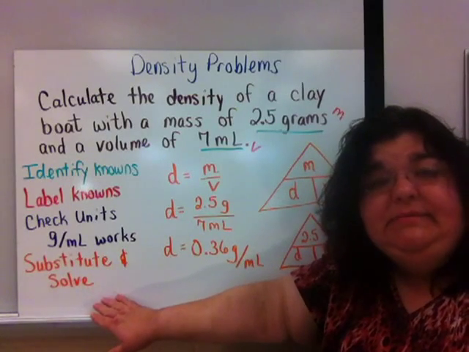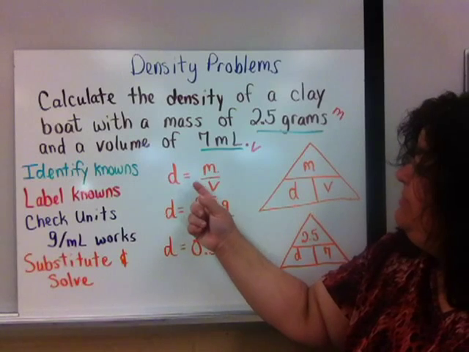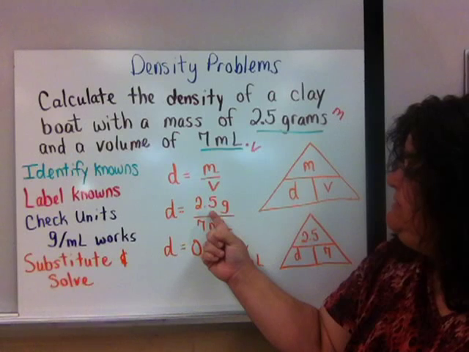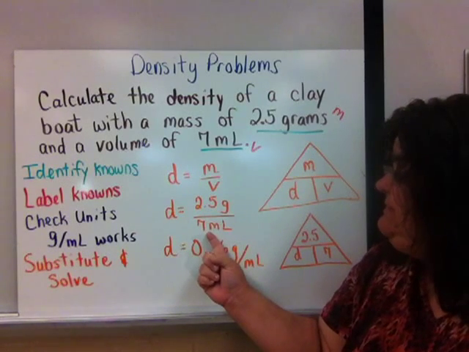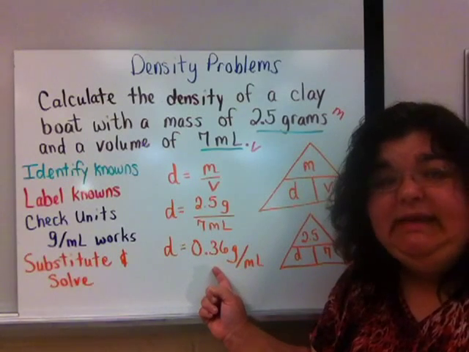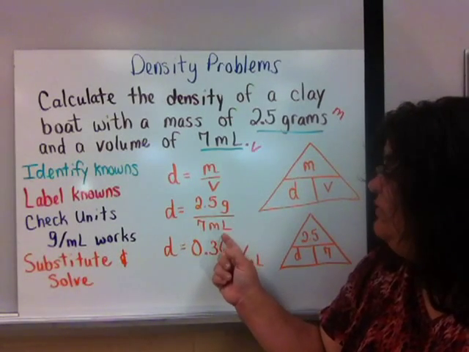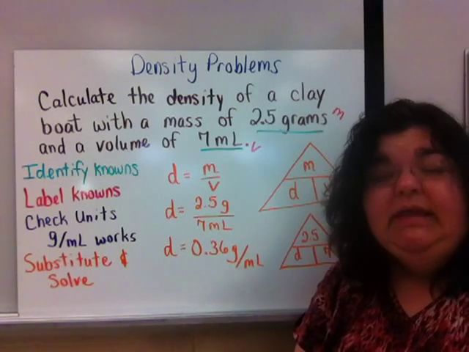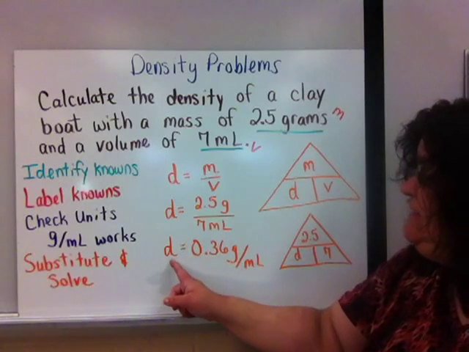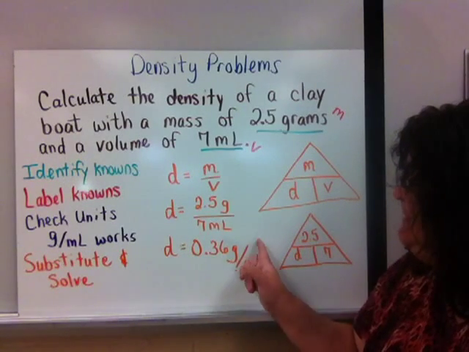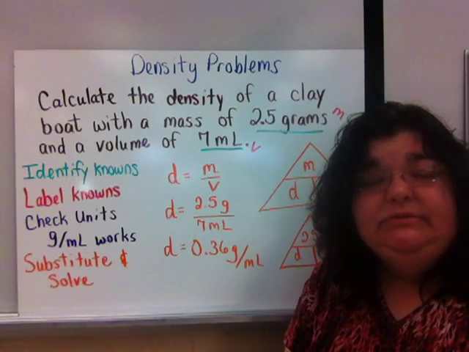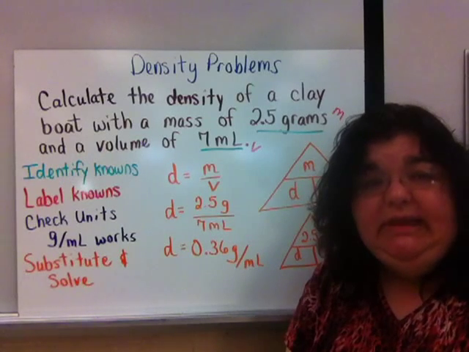My last step is to substitute and solve. So my formula is density equals mass over volume. The 2.5 grams is my mass, divided by 7 milliliters. So when I divide those two, I get 0.36. Now, grams over milliliters does not cancel, so I would rewrite both of those units in my answer. So a density unit is grams over milliliters. You can have grams over milliliters or kilograms over liters.